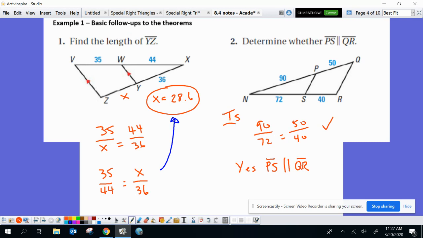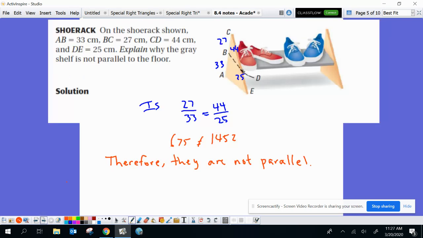Number 2, determine whether or not they're parallel. We set it up: 90 over 72 equals 50 over 40 over the top method. We cross multiply and see that they're the same, or we divide and see that they're both 1.25. That works. They are proportionate. Therefore, PS is parallel to QR. And then the shoe rack problem, we put in the values that they give us and we cross multiply or divide and see that they are not proportional. Therefore, that is why BD is not parallel to AE.